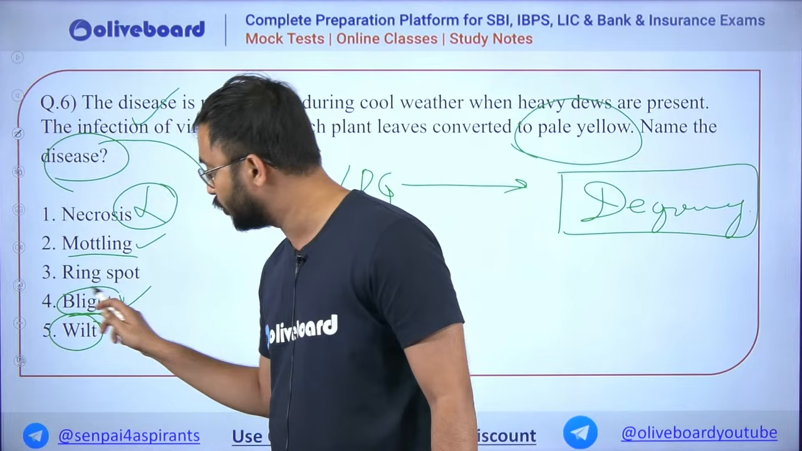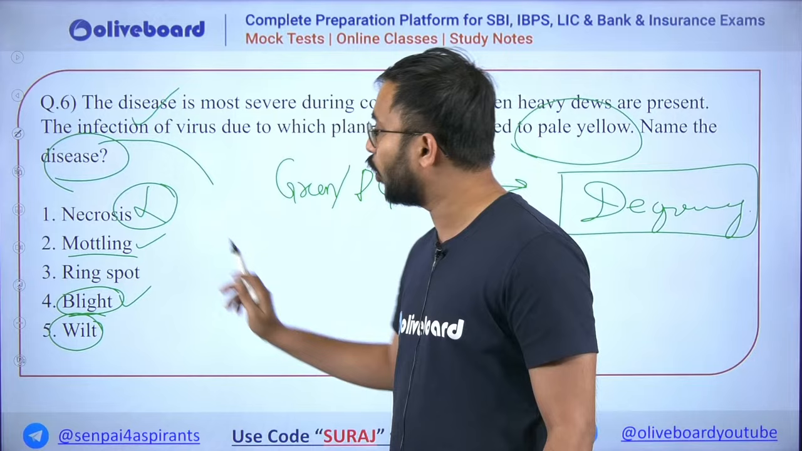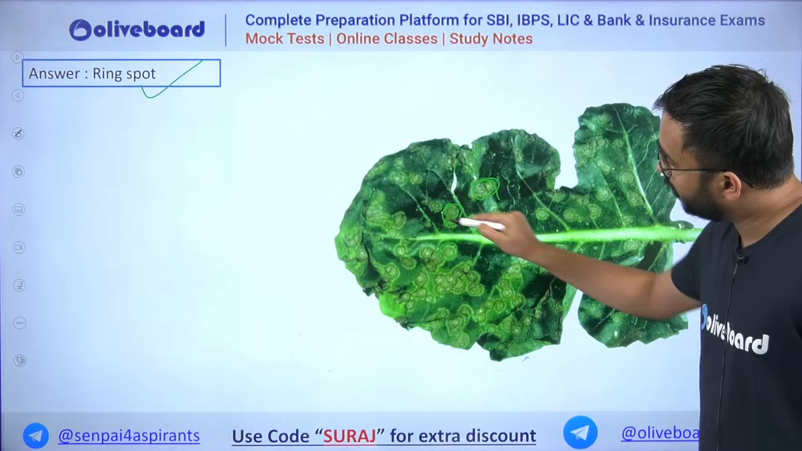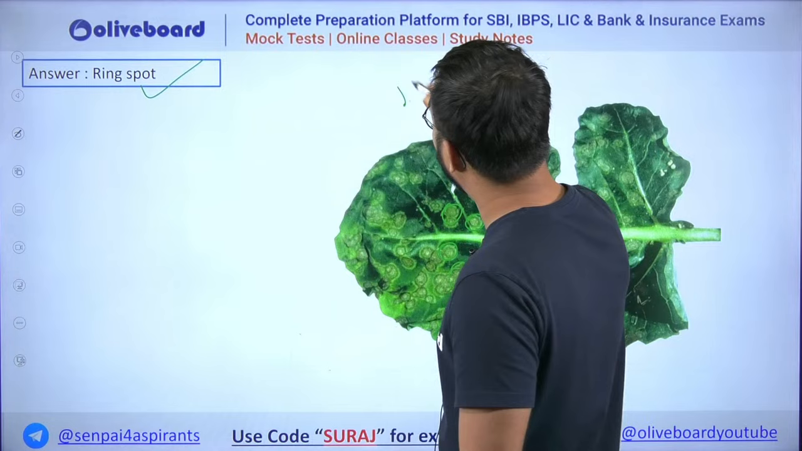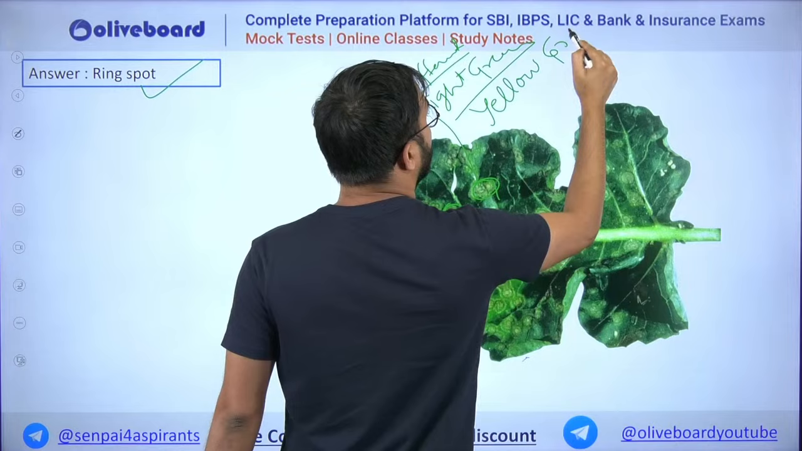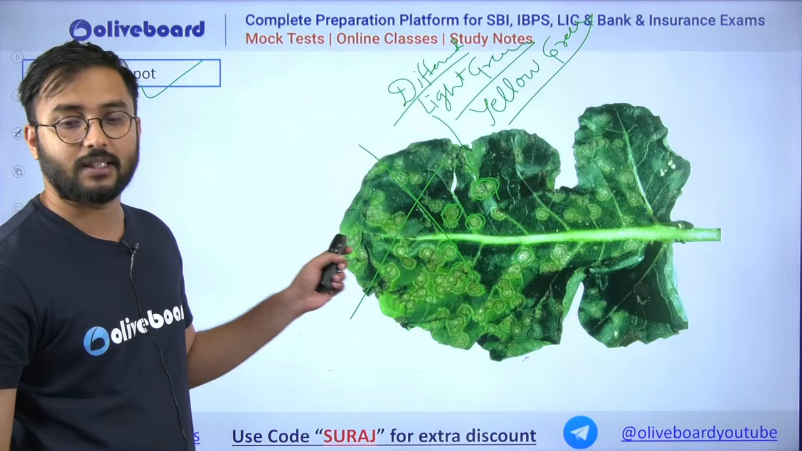Now, when we are talking about a change in coloration, this is the ring spot disease. Here you could see on a dark green leaf, circular ring-shaped spots start to develop. These spots have distinctly different colors, light green or yellowish green. Because of this, the dark green color of the plant is lost, and this is called ring spot disease.